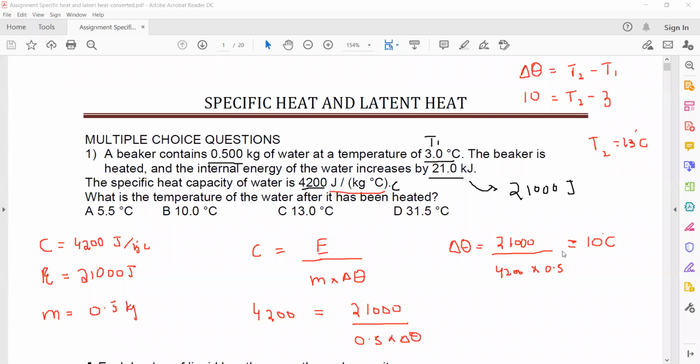And even without using a formula, we can simply work out, like if starting temperature was 3 and the change in the temperature is 10, what will be the final temperature? The final temperature will be 13 degrees. Is it clear, discussion? Any doubt?